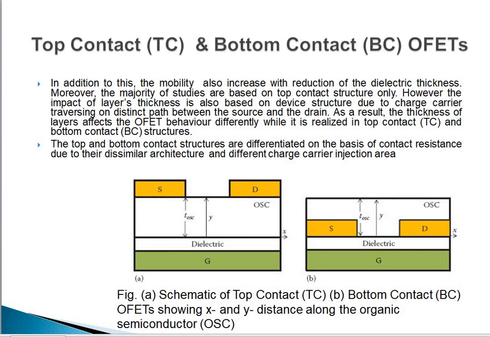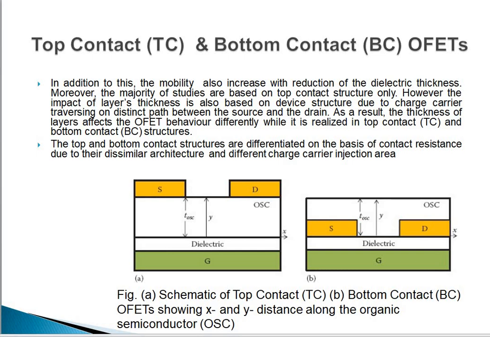There are two types of organic field effect transistor structure. First one is the top contact structure and the second one is the bottom contact structure. In the top contact structure, the source and the drain metal electrode is on top of the organic semiconductor layer. But in case of bottom contact structure, the drain and the source metal electrode is in bottom of the organic semiconductor layer. In addition to this, the mobility also increases with reduction of dielectric thickness.